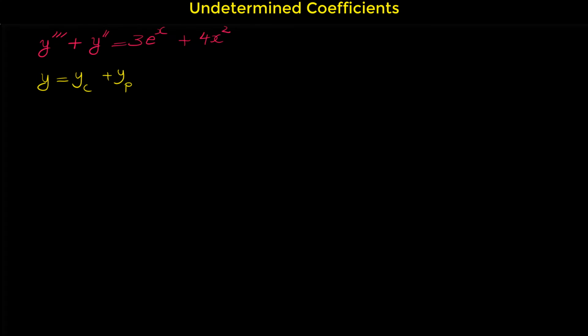For finding the complementary solution, first we write the corresponding homogeneous differential equation, which is y triple prime plus y double prime equals 0. For solving this homogeneous differential equation, first we write the characteristic equation, which is r³ plus r² equals 0.